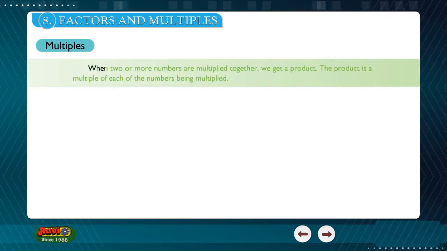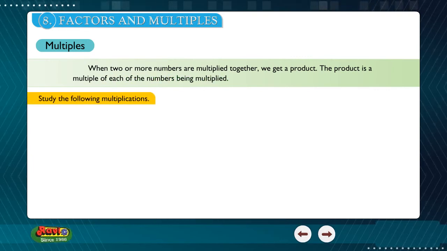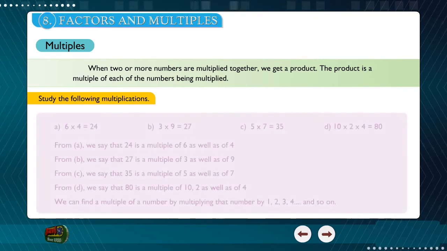7. Multiples. When two or more numbers are multiplied together, we get a product. The product is a multiple of each of the numbers being multiplied. Study the following multiplications.